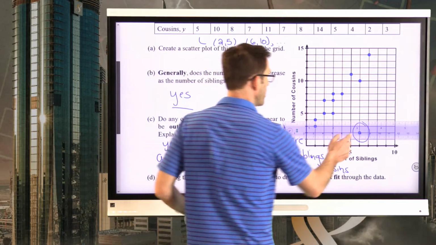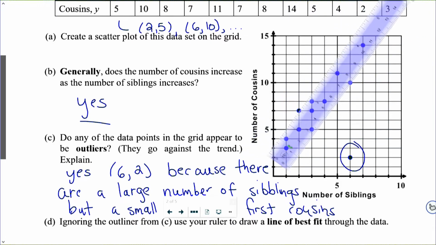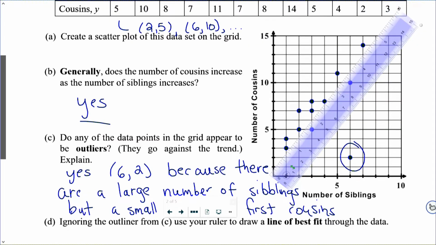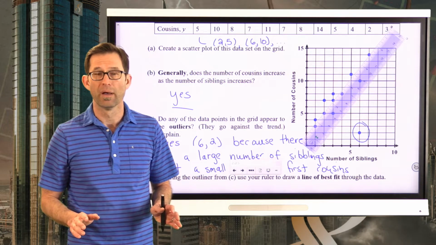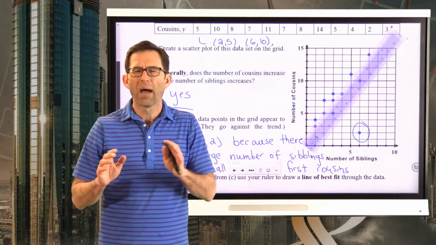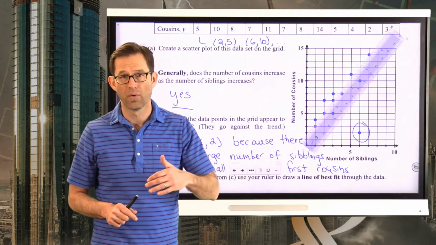Now, how do I do that? Well, I take my ruler, and the first thing I'm going to do with my ruler is try to make it more or less have the same slope as the overall trend of data. Now again, it's not perfect or anything like that. The other thing that you'd like with your line of best fit is you'd like about the same number of data points above the line as below the line.